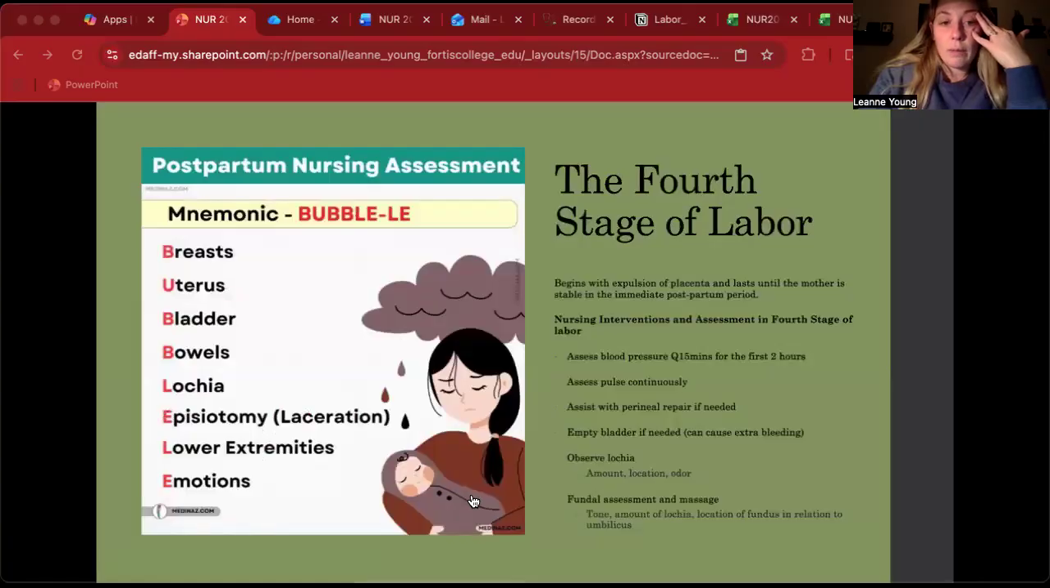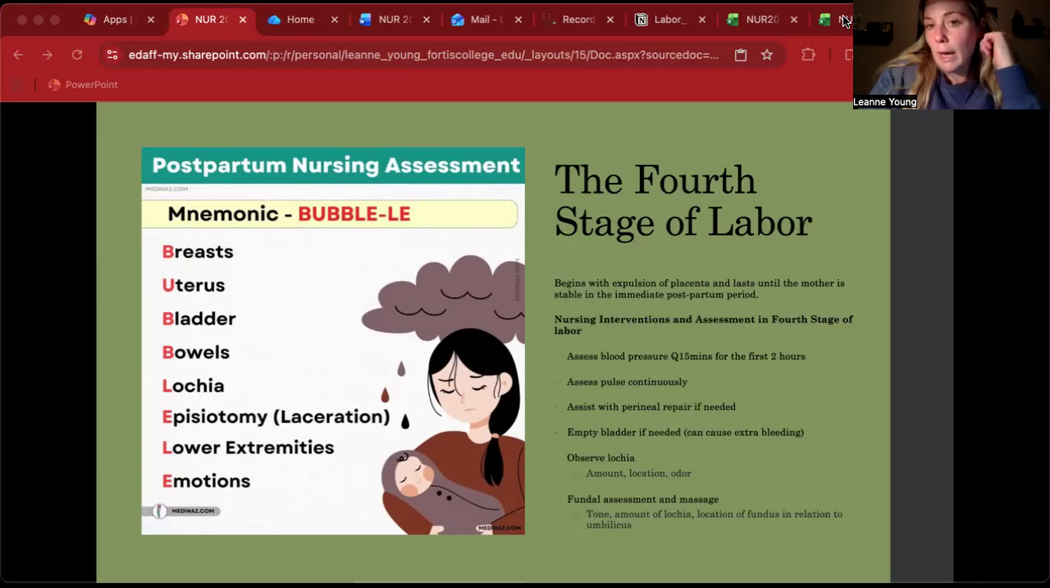The fourth stage of labor begins with the expulsion of the placenta and lasts until the mom is stable in the immediate postpartum period. Our assessment and our interventions in this fourth stage. So this is like just typical care, your standard of care after a mom has delivered her baby. What are we going to do? We're going to assess blood pressures every 15 minutes for the first 2 hours. We're going to assess her pulse continuously during this period, assist with perineal repair, help empty her bladder.